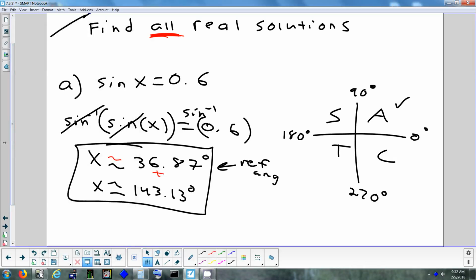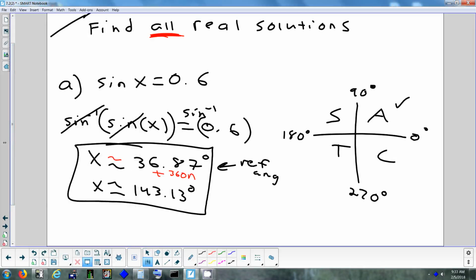Because how often is that answer going to reoccur? Every period. So we have to put plus 2 pi n, n is an integer. Oh, I'm sorry, we're in degrees, so plus 360.